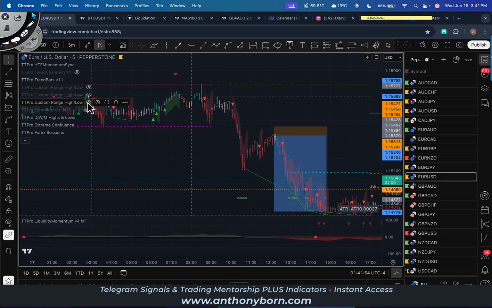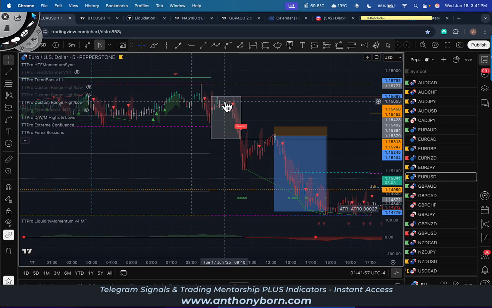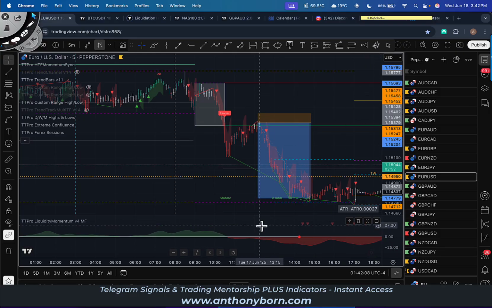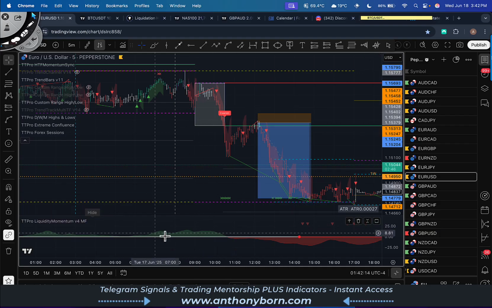Now you're looking for this initial range, okay, to be compromised. Anyway, that's a bit of a thing. And then look, it gets more interesting. You can use this indicator here. This is trending down. You can see it's gone from green to red. This is liquidity momentum. The red's starting to build here. All right, so then you can use this as extra confirmation as well.